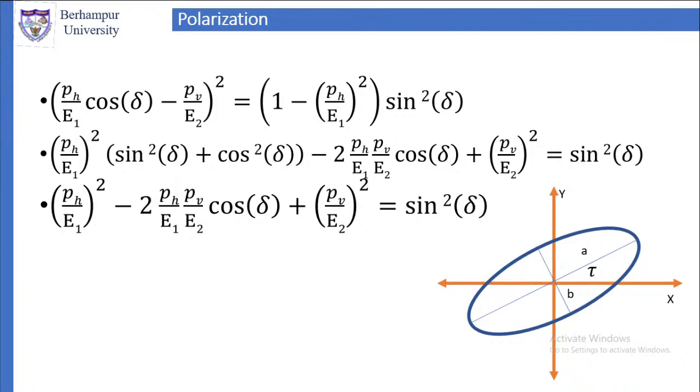all ph by e1 terms together and all pv by e2 terms together. So (ph by e1)^2 terms together and (pv by e2)^2 terms together. That gives us (ph by e1)^2 whole into sine^2 delta, which has come from the right hand side to the left hand side. So that gives us sine^2 delta plus cos^2 delta, that is from the left hand side. So that is there. Then minus 2 times ph by e1 into pv by e2 into cos delta. Then plus (pv by e2)^2. That will be equal to, on the right hand side we are left with only sine^2 delta.